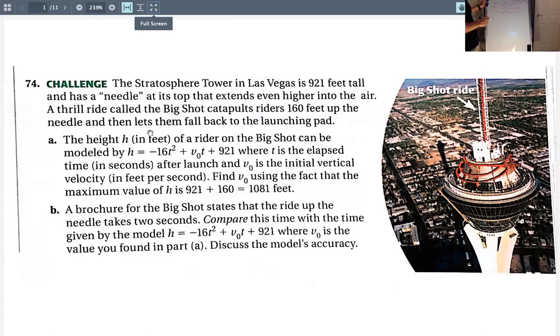I didn't get that. When you do V naught over 32 is equal to 2 seconds, and then you find out what V naught is because it's not 101 point whatever. It's just 60. What did you get? Let's do the problem. Here we go.